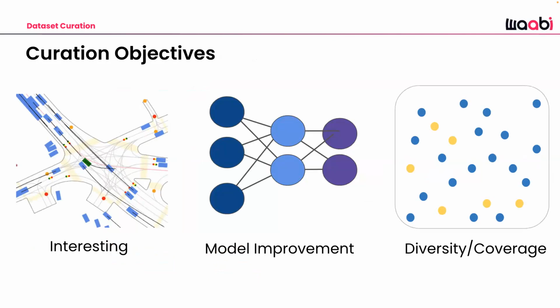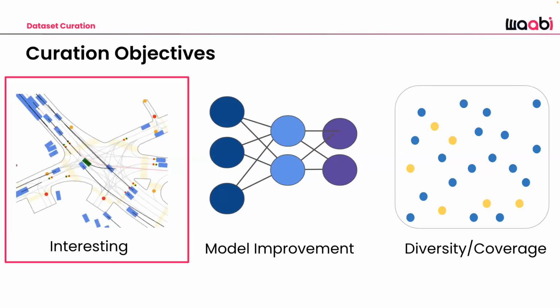Optimizing for coverage, on the other hand, ensures that the selected data set that we picked is representative of the real world, such that we can generalize to real world scenarios. And last but not least, given a particular model that we're interested in, we can also consider optimizing the data set itself in order to further improve this model's specific performance on the task. So let's now start first with approaches which seek to curate an interesting data set.